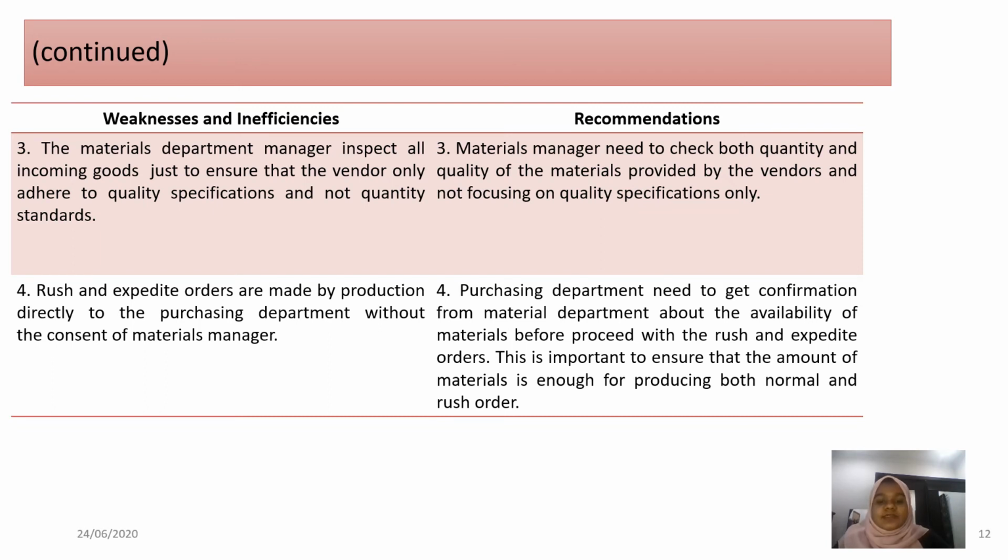So next, rush and expedite orders are made by production directly to the purchasing department without the concern of the materials manager. This is not good as it can affect the production of normal orders. So our recommendation here is the purchasing department needs to get confirmation from the material department about the availability of materials before proceeding with the rush and expedite order. This is important to ensure that the amount of materials is enough for producing both normal and rush orders.